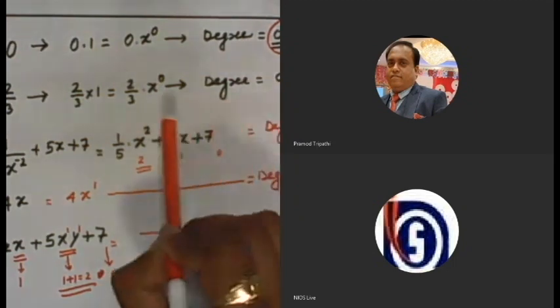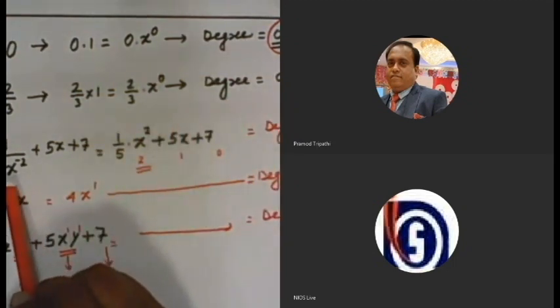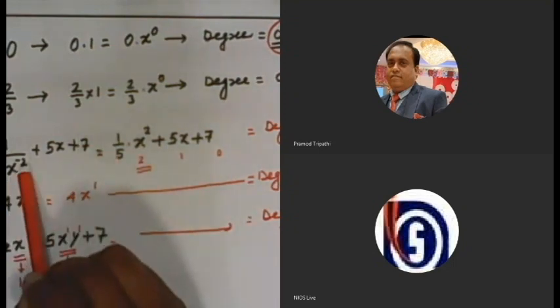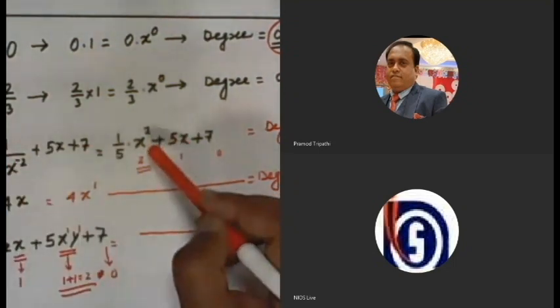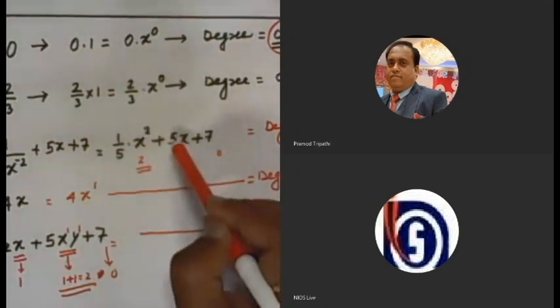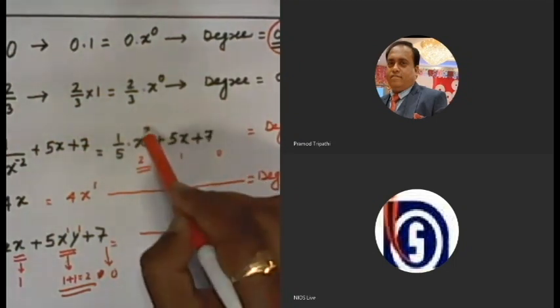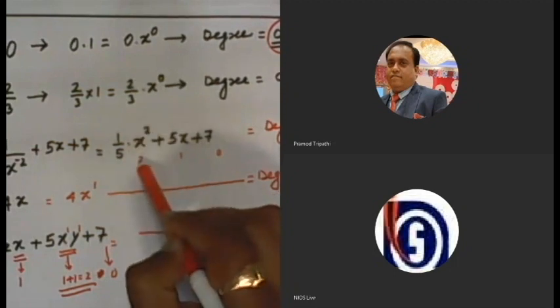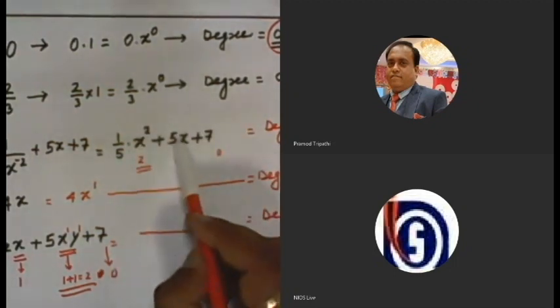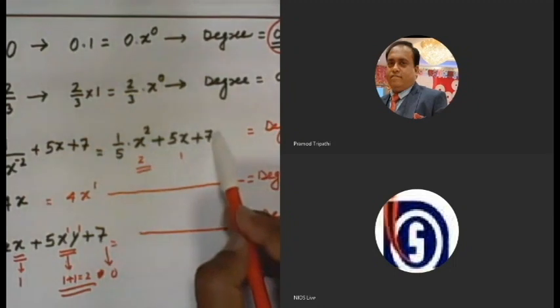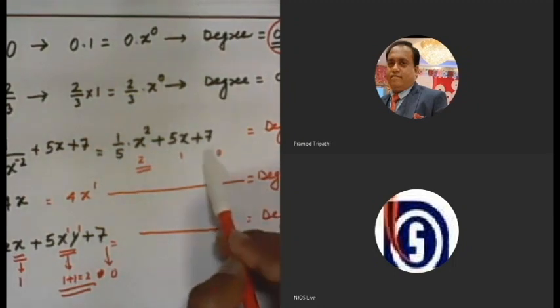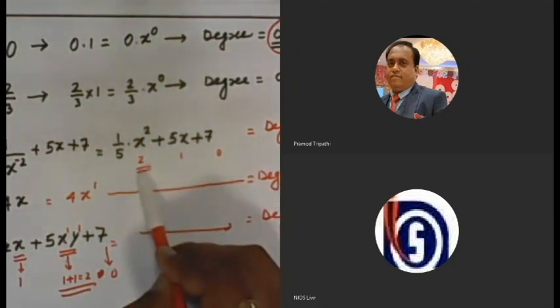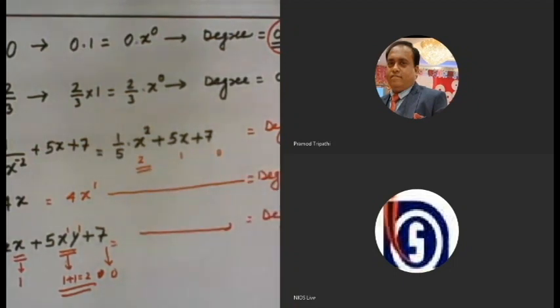It is a constant. In the same way, when x raised to the power minus 2 goes to the upper side, it will be x square plus 5x plus 7. So the degree of this term is 2, the degree of 5x is 1, and the degree of the constant term is 0. So the highest degree is 2, and the degree of the polynomial is 2 here. Similarly, 4x is raised to the power 1, so the degree will be 1.